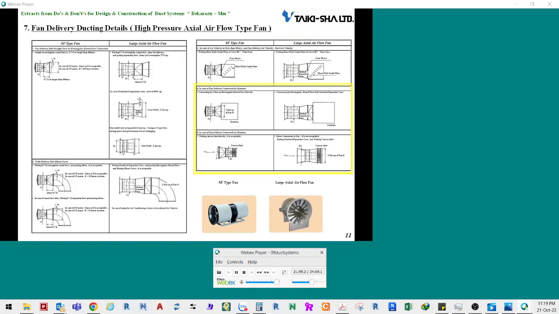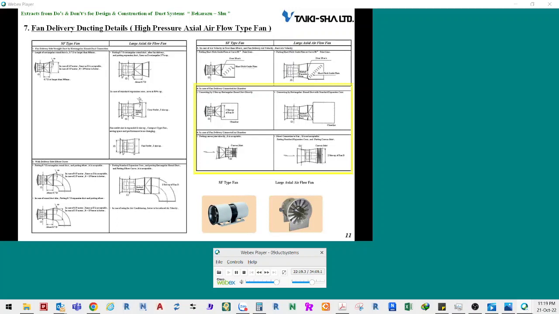On the other hand, note that a canvas duct cannot be directly connected to a large-size axial fan. A canvas duct should be designed to be connected to the fan through a standard extension cone. A canvas, however, can be connected directly to the fan.